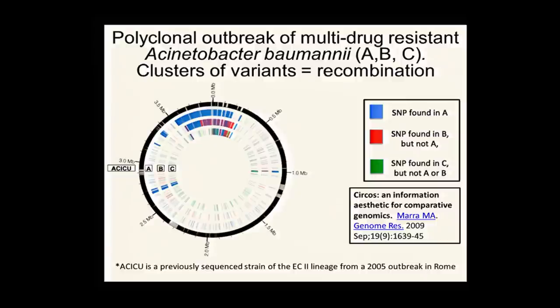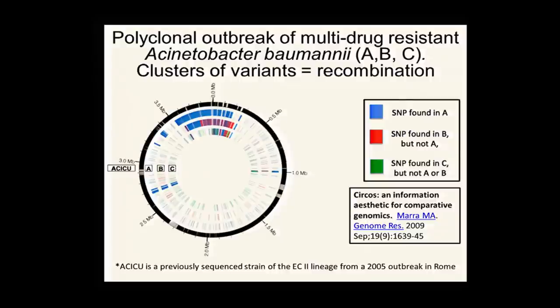When we first sequenced them, there were thousands of SNPs. It really helped us make sense of this data when we mapped it to a reference genome. In this case, the black outer circle is an ICU strain from Rome, ACICU. I'm now putting genome A as the first circle inside of that. And what you see is that anytime there's a SNP, a single change between ACICU and strain A, I'm marking that in blue.